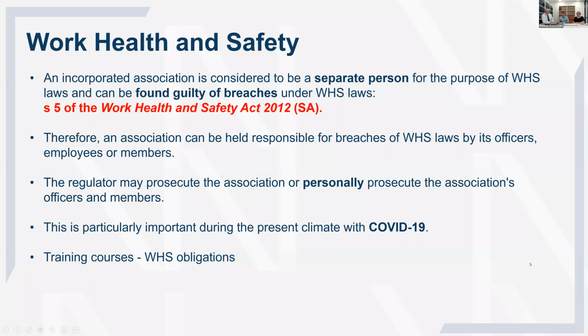And the final one, just in light of COVID, I thought it was important to touch on work health and safety, and in light of some of the questions that have come through. An incorporated association is a separate person for the purposes of the WHS laws, and it could be found guilty for any breaches. Therefore, it's important that you understand that the association can be held liable for any breaches of its officers, employees, or members. Of course, the regulator can prosecute the association or personally prosecute the officers or the members.